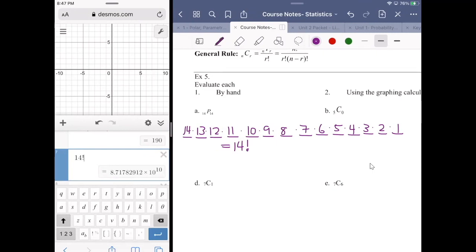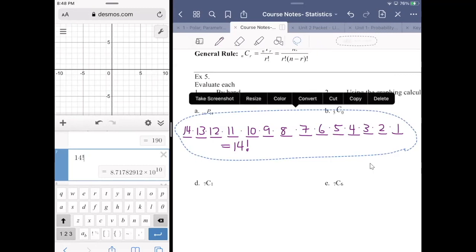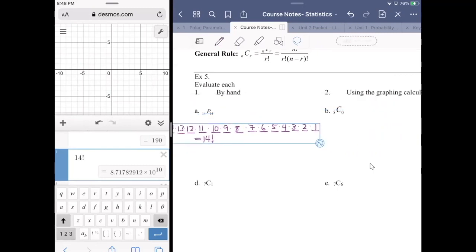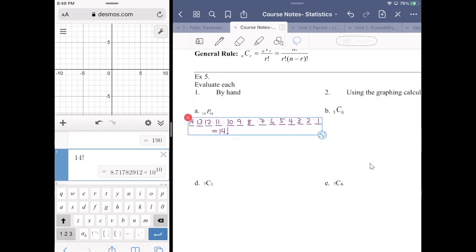That being said, when you look at an answer like that, there really is no expectation that you would put that answer down for anything on a test, because it serves no purpose. You look at 8.717, blah, blah, blah. That's an estimation of the true answer. A lot gets lost when you move over the decimal point 10 units to the right. You're going to have a couple of zeros at the end that are really just approximations of the true answer. So this, even though it says by hand, is actually a better answer than the true decimal answer, right?